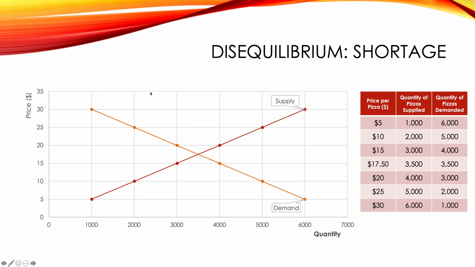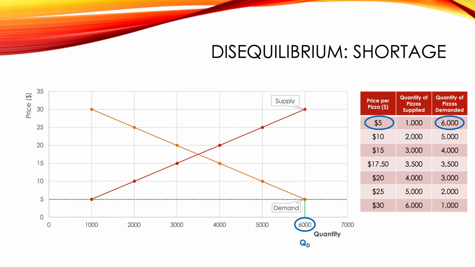So first, let's imagine that the price of pizza was $5. I've got a green line going across here and a blue circle in my schedule. At a price of $5, what would the quantity demanded be? Well, the quantity demanded would be pretty high, right? $5 per pizza is a very low price. So the quantity demanded is going to be 6,000 pizzas at that low, low price. Consumers are going to want a lot of pizza if it's only $5.